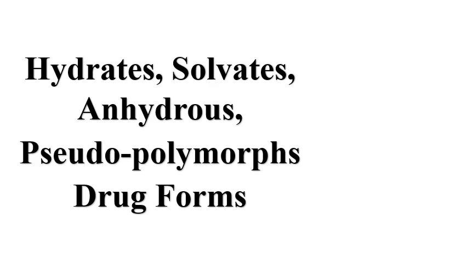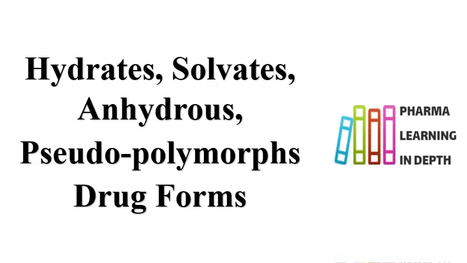The drug substances exist in different forms. These may be the polymorph, amorphous form. The drug substances or APIs may be present as hydrates or manufactured as hydrates, solvates, or these drugs may be anhydrous. And there are some forms called pseudo polymorphs. So all these types of form information we are going to learn in this video.